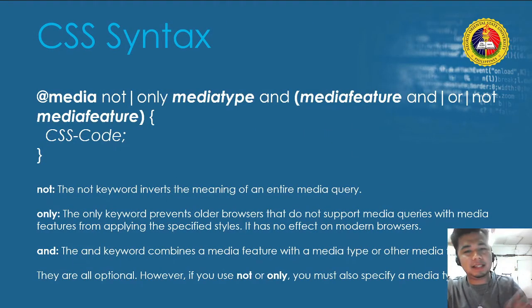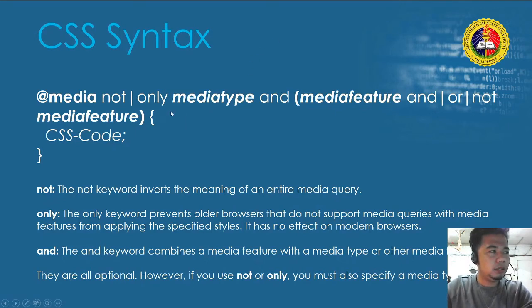So this is going to be the syntax. First we have @media, that is the rule, and then not or only, and then media type, and then media feature, and or not media feature. And then after that, we're going to add the CSS block, which of course begins with a curly bracket, and then the CSS code, and of course close it with a curly bracket.